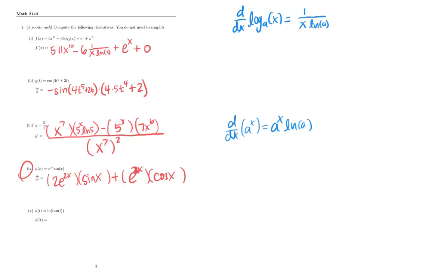Okay, for the next one, again, it's a chain rule. The derivative of natural log is 1 over, I'm going to leave the inside alone, tangent of t, times the derivative of tangent t, which is secant squared of t. So that's that one.